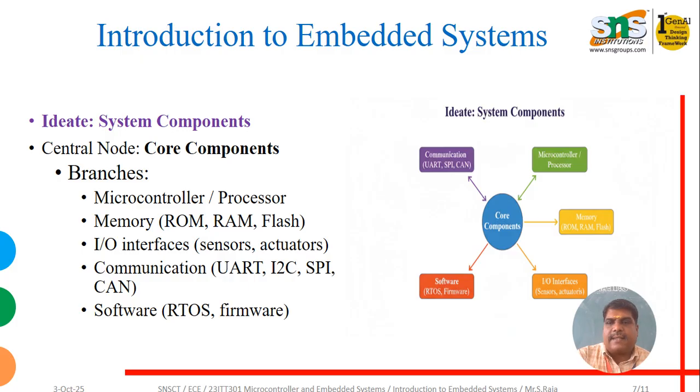Next, communication. The communications are connected through UART, Universal Asynchronous Receiver Transmitter. Then I2C, inter-integrated circuit communication. Then SPI, serial peripheral interface. Then CAN, controller area network. And some of the software used are RTOS or firmware.